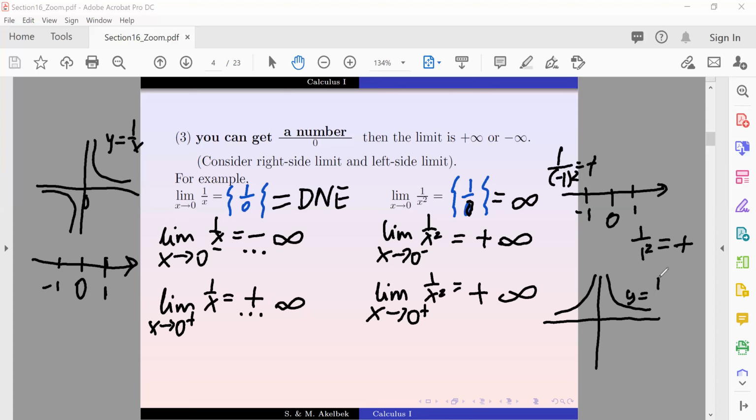Y equals 1/x squared. All the calculation we are doing needs to match with the graphs and everything we are learning or learned before. So if we approach 0 from the left side, we see that the function goes to infinity. And if I approach 0 from the right side, I can see that the function goes to infinity as well. So the limit is infinity. Questions?